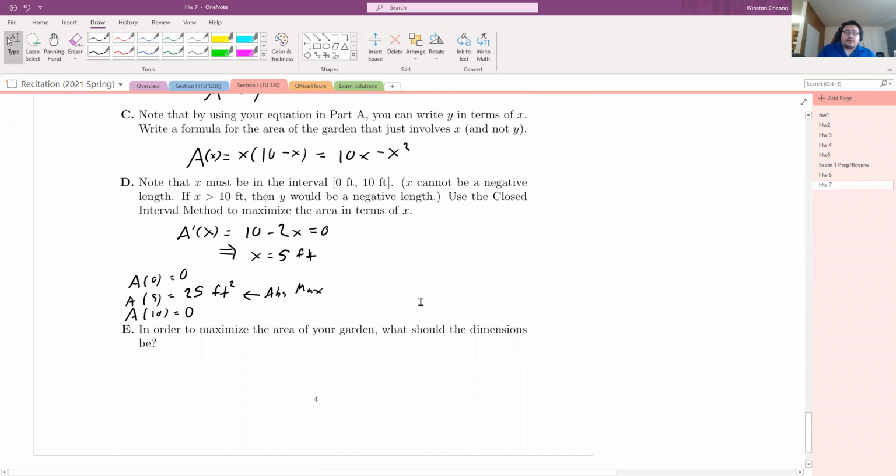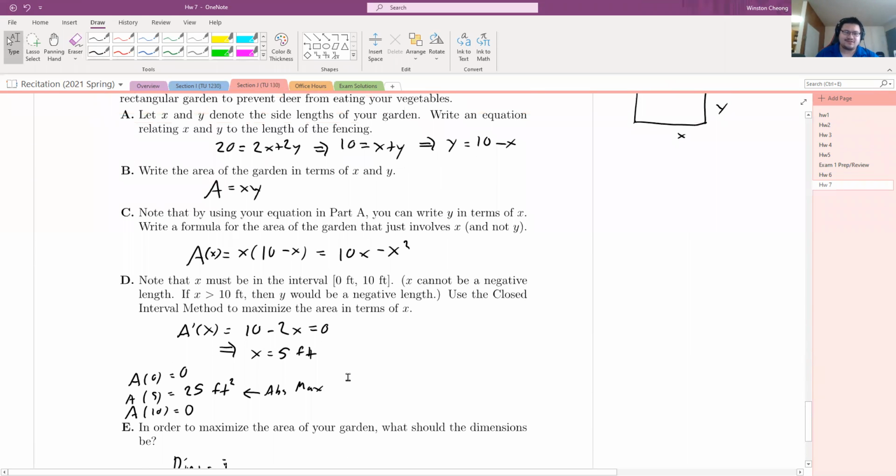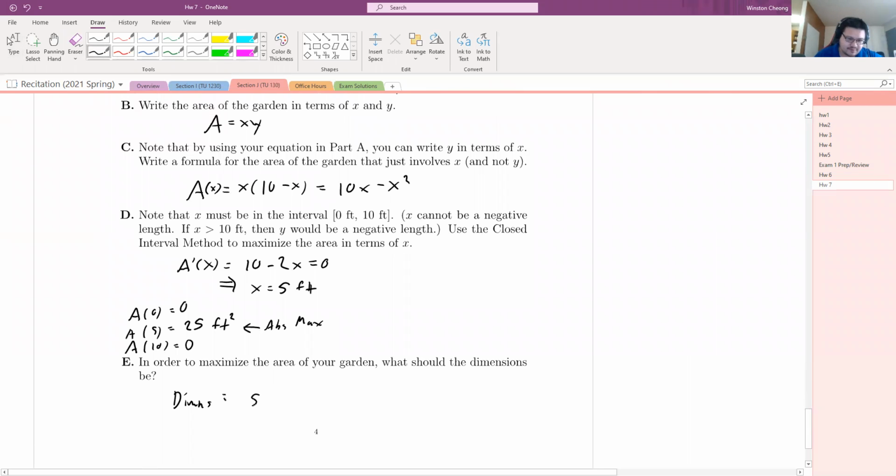And then part E is just asking, what are the actual dimensions? We found the area, so go back to the dimensions. How do we construct this? So, dimensions. In this case, we know x, and if this problem were more complicated, we would have to plug into something that then gives us y in terms of x. But this is just 5 times 5. So for this problem, it's a little bit simpler than usual, I would say. So 5 feet by 5 feet is the answer to part E.